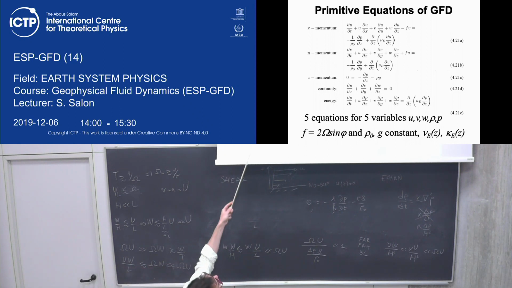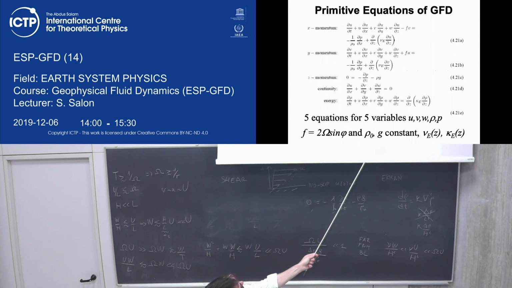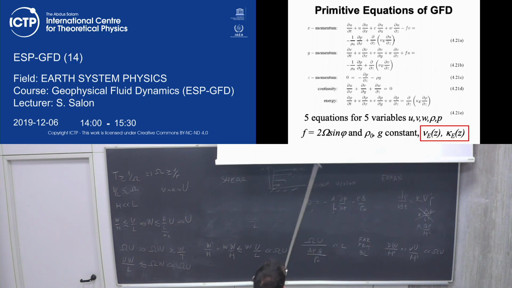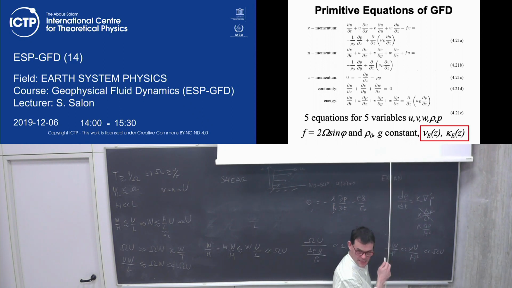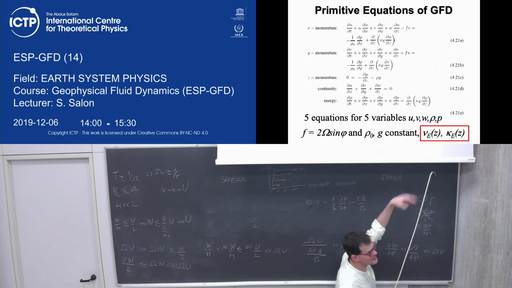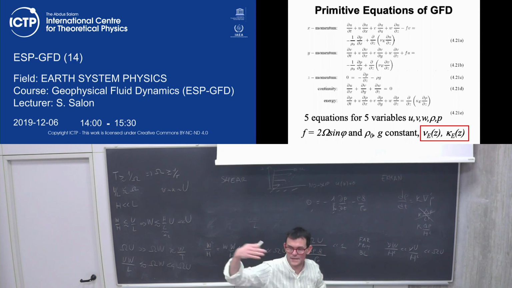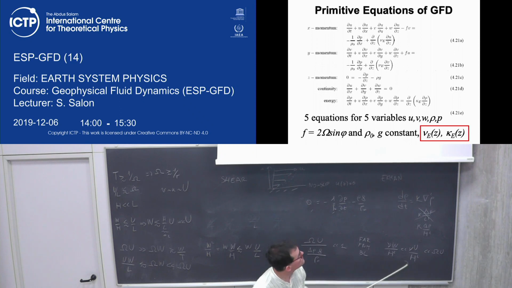Okay, so x, y, and z momentum, where we have seen the z momentum is hydrostatic, the continuity and the energy, which only retain here, here, and here, the vertical diffusion. So we were very lucky because from the 7 equations that we had before, now we have 5 equations for 5 variables, with f, rho zero and g constant. Well, f is not a constant, it depends on the latitude. Rho zero and g are constant, and these are two functions of the vertical. Of course, you can consider this simply as constant. I mean, this is a model, okay? So you need the mathematical model to represent the effect of the smaller scales over the larger scales, if you want to describe your flow.